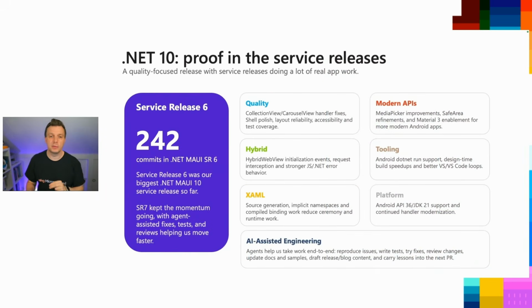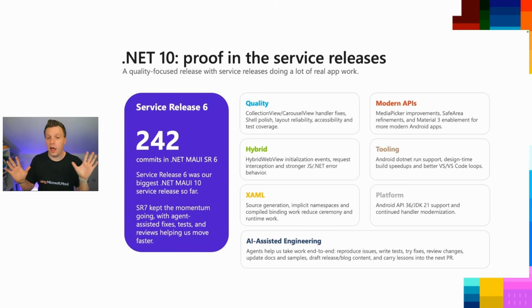Service releases, I just mentioned it. So service release 6 has been our biggest service release yet. It has been 242 commits in one service release. And service release 7 just kept that momentum going, right? We just have more fixes, AI-assisted fixes, with tests, with reviews helping us to ship so much faster. Quality, right? Collection view, carousel view handler fixes, shell polish, accessibility test coverage, right?